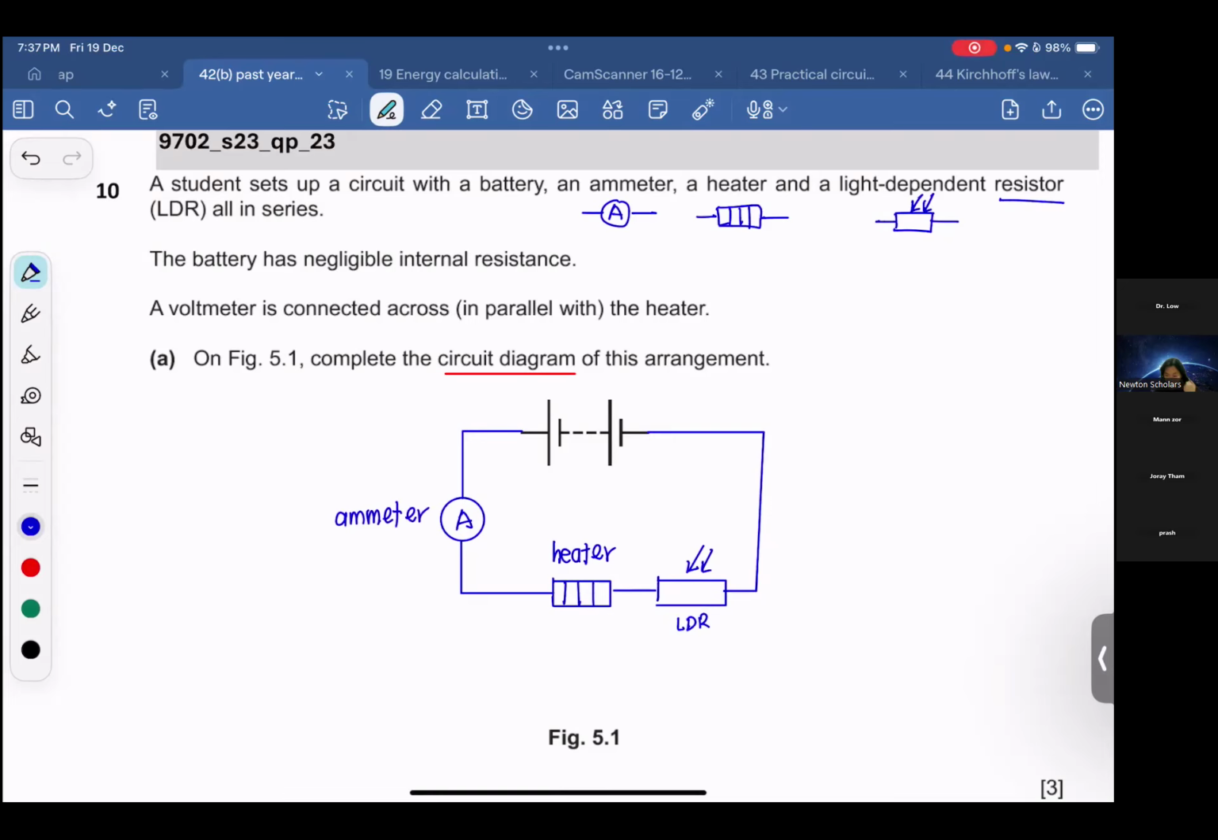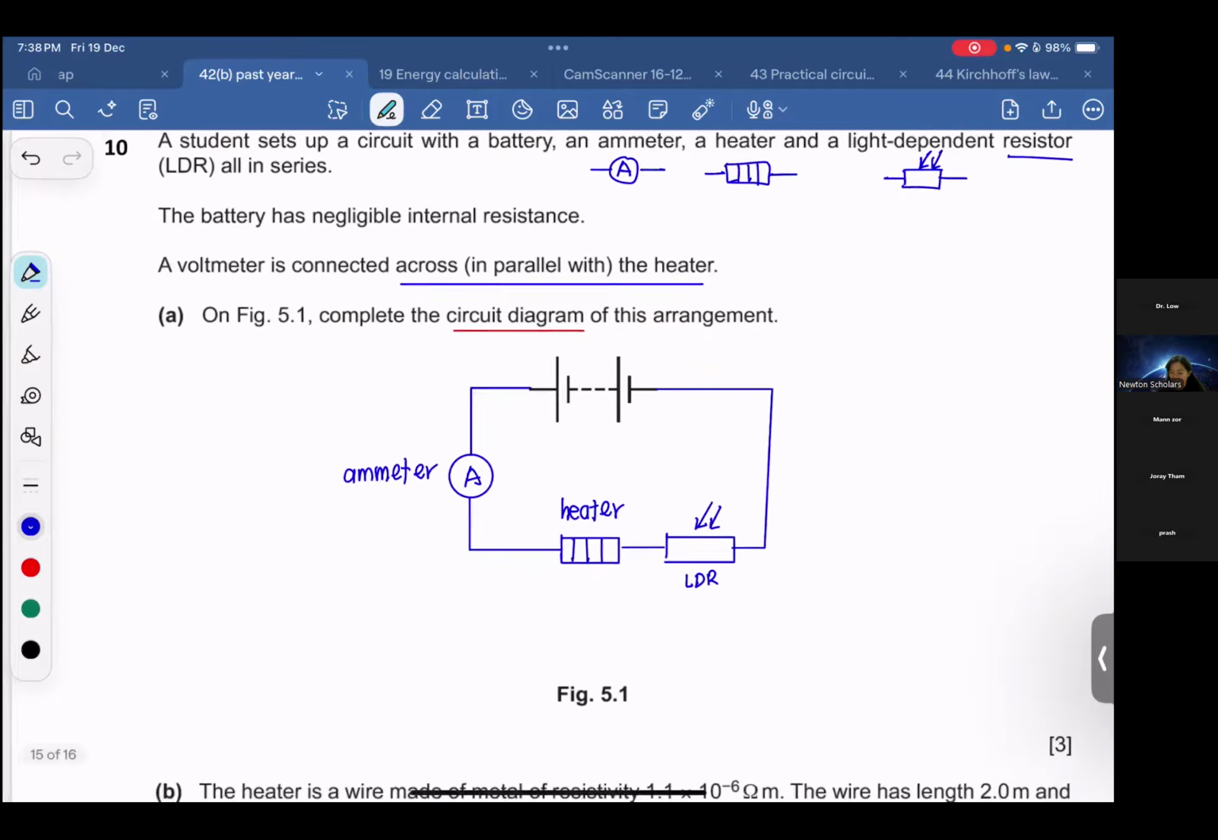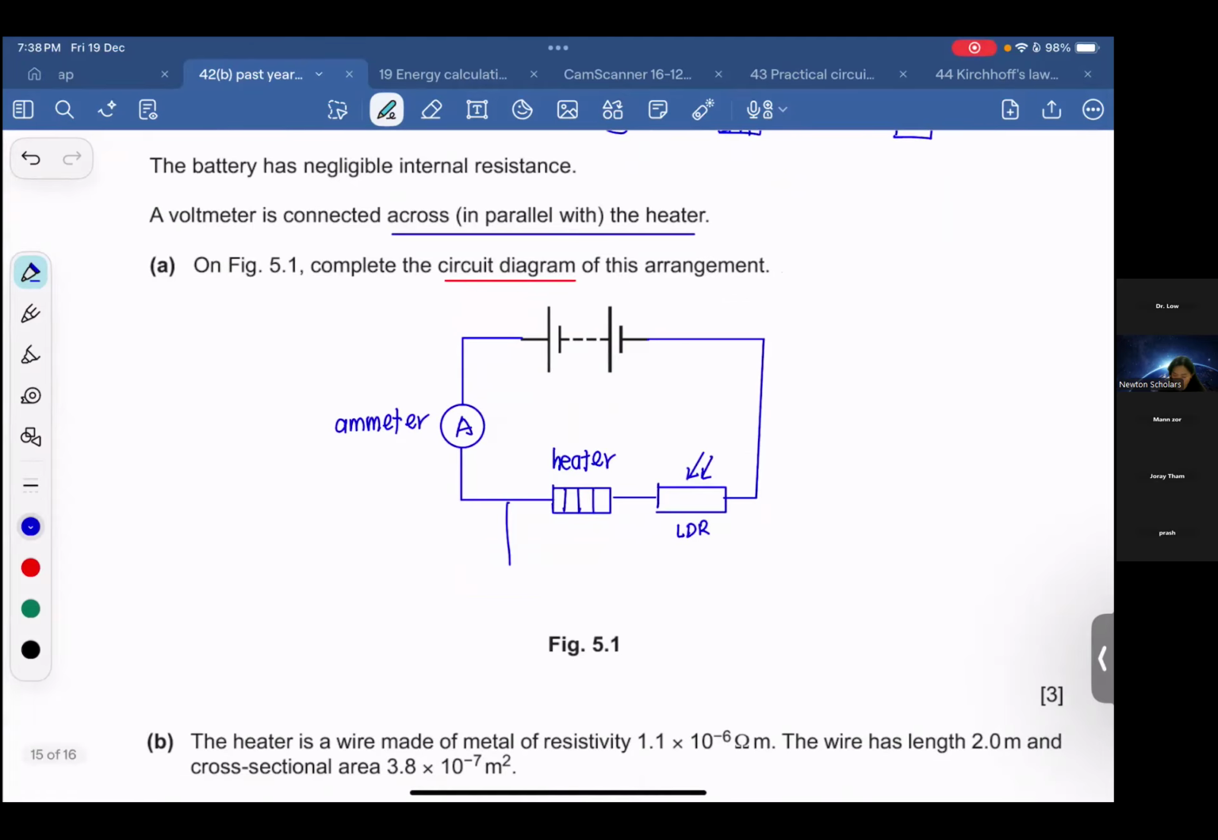Okay, then what else? A voltmeter is connected across the heater. Across the heater. So where should we put our voltmeter? We should put it at the heater, in parallel with the heater. So we should draw like this. Voltmeter. Okay, this is voltmeter. So this question is 3 marks.